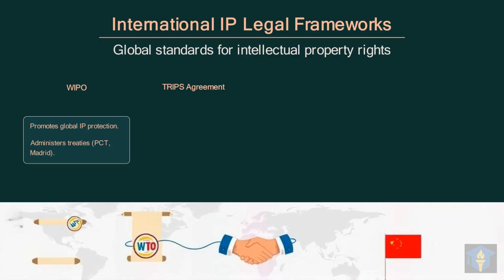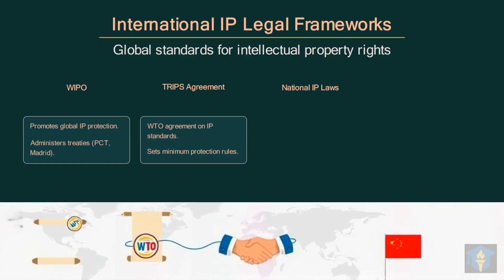Next is the TRIPS Agreement, which sets minimum standards for IP protection through the WTO. This WTO agreement establishes international IP standards that member countries must implement in their laws. It sets minimum protection rules that all member countries must follow for intellectual property rights.